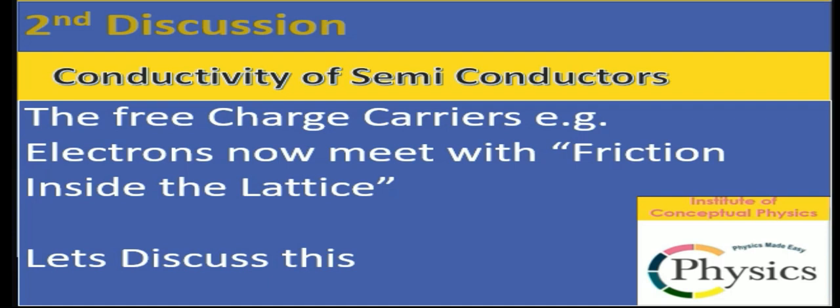Now let's start discussing the second part of the question, which is tricky. Now we have a lot of charge carriers because of the increase in temperature, a lot of them in the conduction band, but now lies the trick. These charge carriers, for example electrons in the conduction band, are now going to face friction. So let's discuss what friction I am referring to in the second part of this discussion.